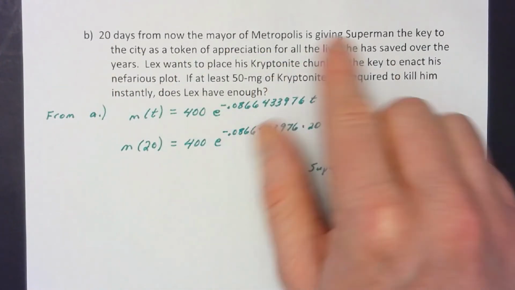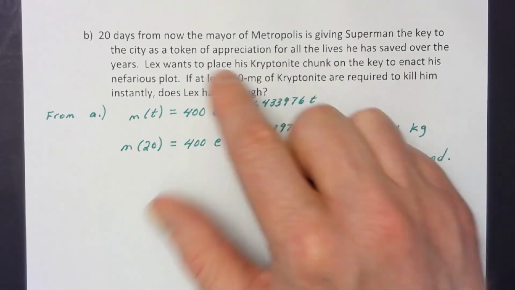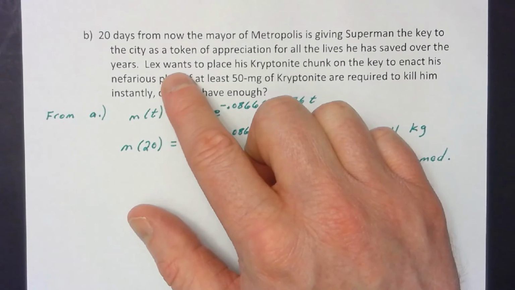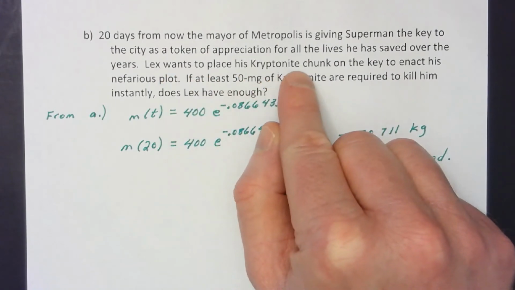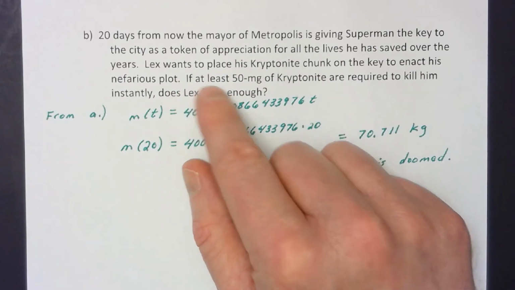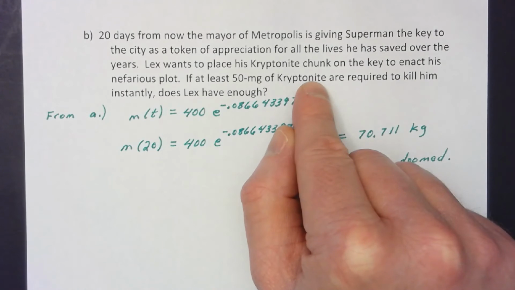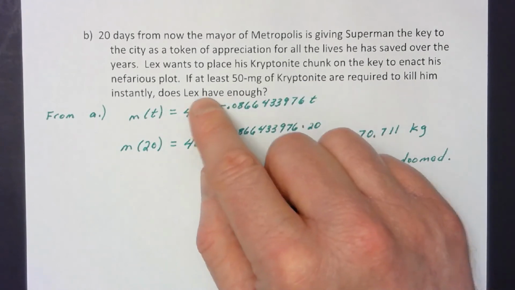Now, for the next part, let's say 20 days from now, the mayor of Metropolis is giving Superman the key to the city as a token of appreciation for all the lives he's saved over the years. Lex wants to place his kryptonite chunk on that key to enact his nefarious plot. If at least 50 milligrams of kryptonite are required to kill Superman instantly, does Lex have enough?